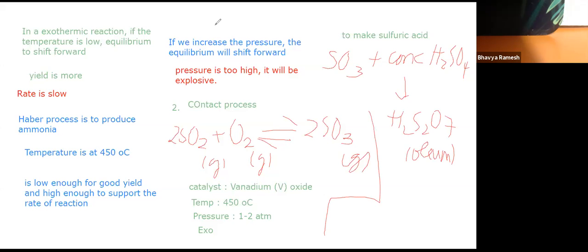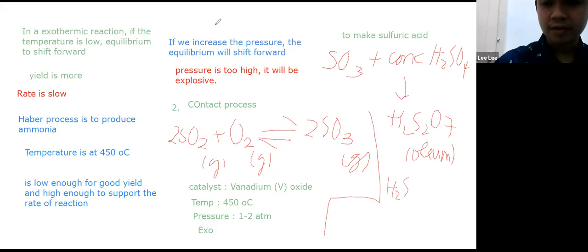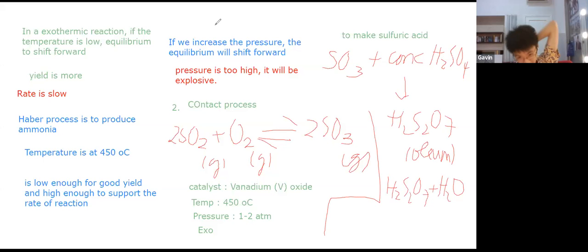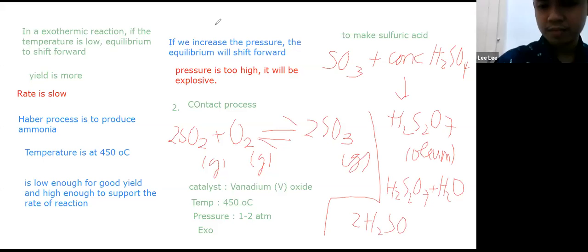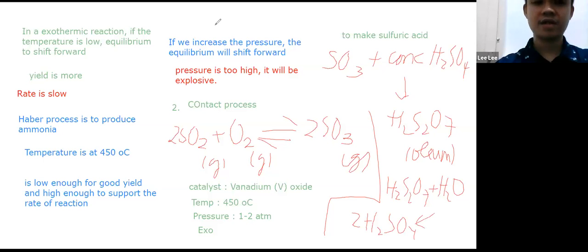After we have the oleum, it is added with water. Oleum, O-L-E-U-M. If you add it with water, it will become 2H2SO4. Oh, that's a bracket. You want to take a picture of this? I want to erase the left side, the first column.